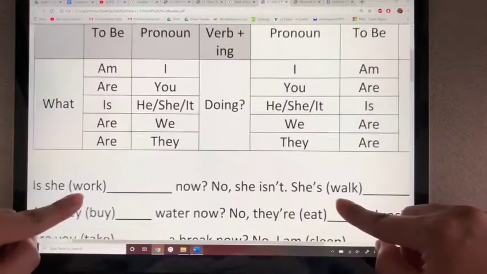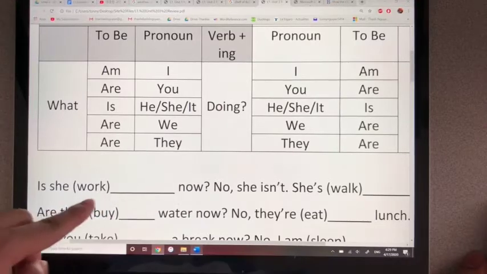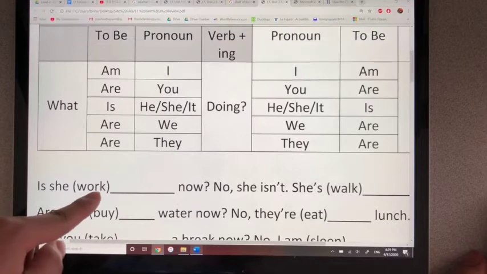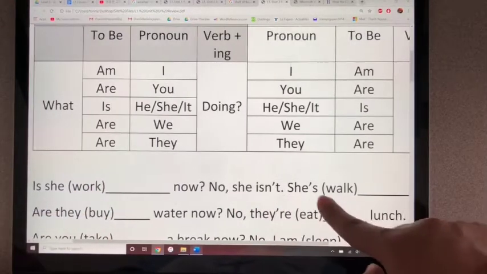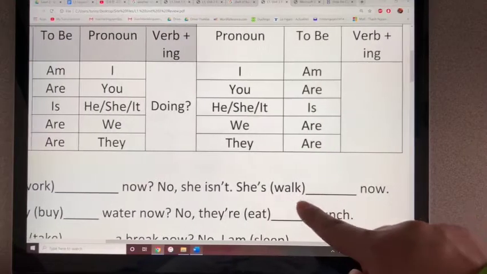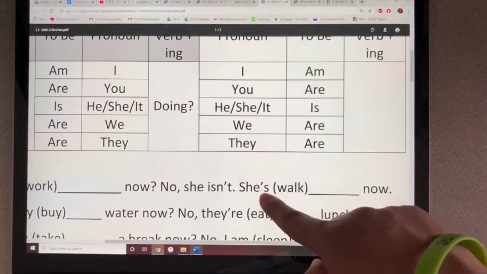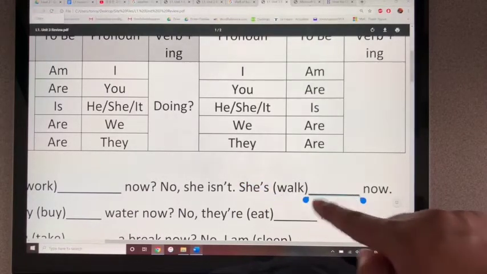So let's look at this one. Is she work now? If I write this in the present continuous, it's is she working now? No, she isn't. She's walk. Let's write she's walk in the present continuous. She is walking. She is walking now.